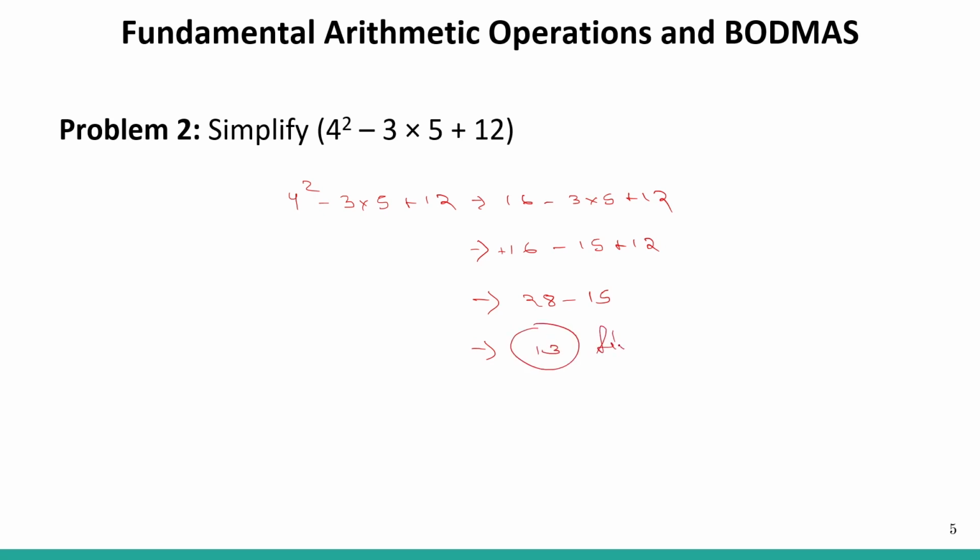This is the final answer using the BODMAS rule. The four rules: bracket, then exponent, then multiplication and division, doing division first, then multiplication, and then the fourth rule tells us to add the positive terms first, then subtract the negative terms. So let's go to the next question.